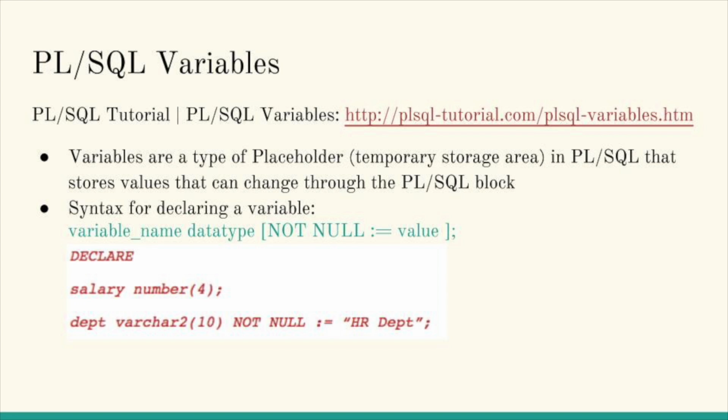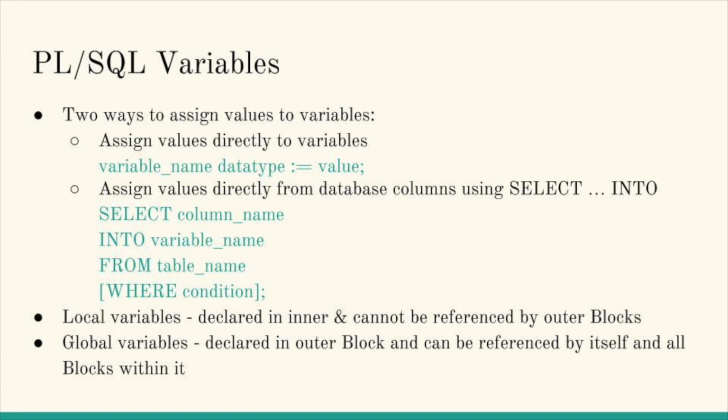And then I've just included an example from the website on this slide, where it shows the declare statement and then the declaration of a salary which has the type number, and then the department variable is declared as not null and it's initialized to HR department. So there's two ways to assign values to variables. You can assign them directly to variables, which I discussed in the last slide.